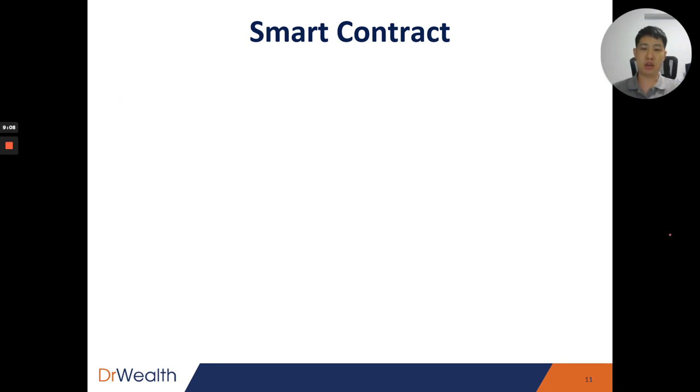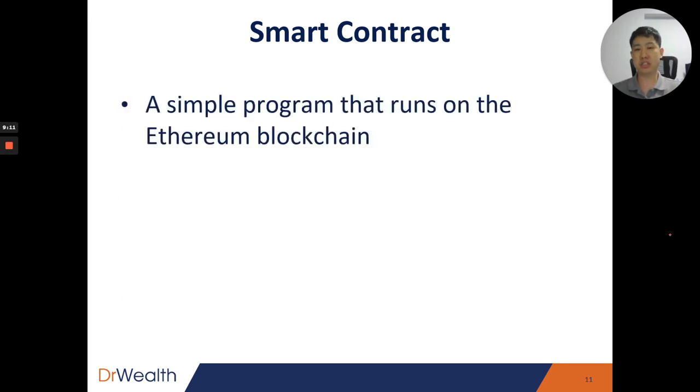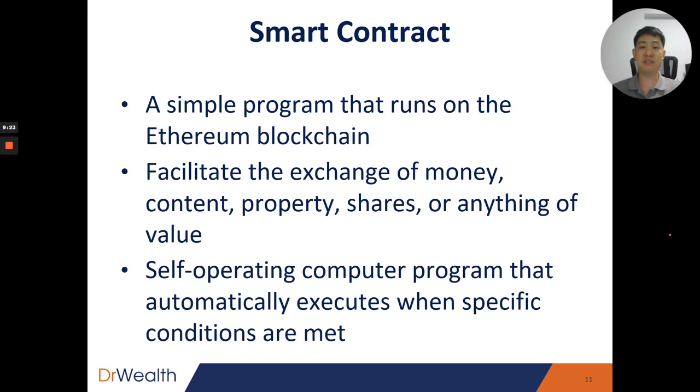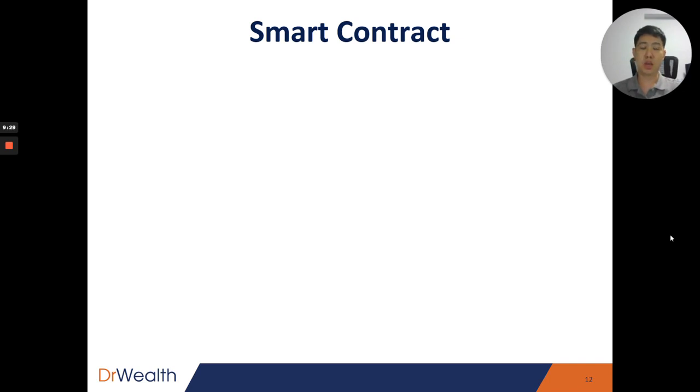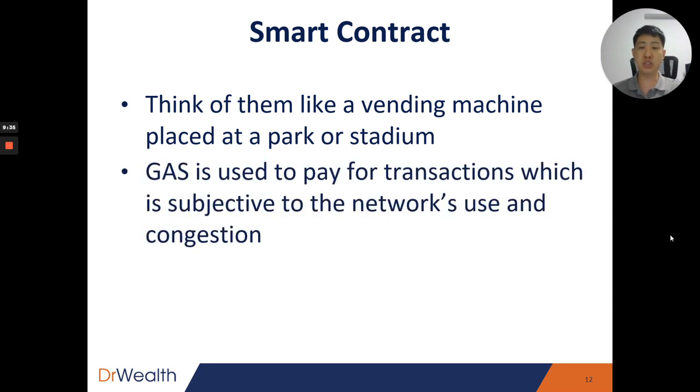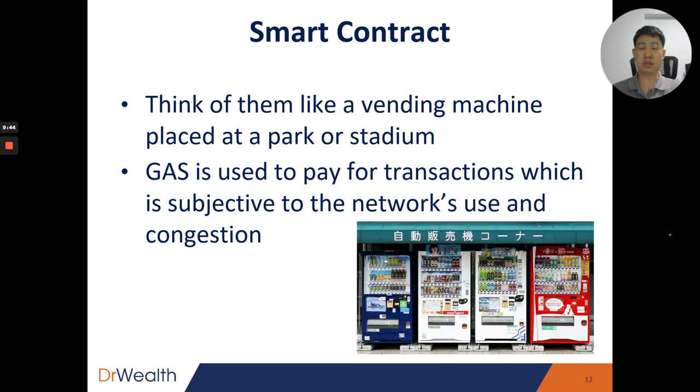So what is a smart contract? A smart contract is a simple program that runs on the Ethereum blockchain. It facilitates the exchange of money, content, property, shares, or anything of value. It is usually a self-operating computer program that automatically executes when specific conditions are met. Look at it pretty much like a vending machine placed in a park or a stadium. Usually you will need to pay gas, which is also a tiny bit of Ethereum, to pay for transactions, which is subject to the network's use and congestion. So sometimes when the network is highly congested and a lot of people are transacting on it, you need to pay a higher gas fee.